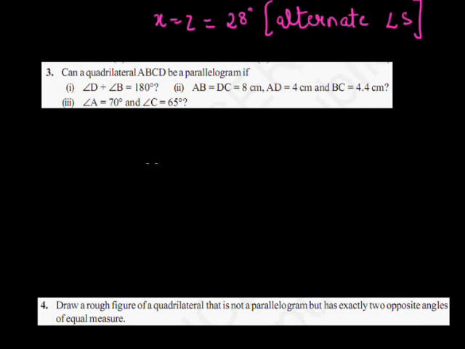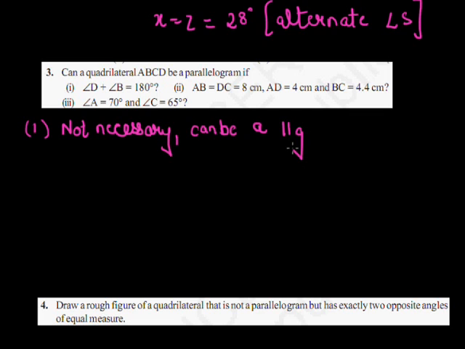Now the third question: can a quadrilateral ABCD be a parallelogram if, first part, angle B plus angle D is equal to 180 degree? It is not necessary. It is not necessary that if the sum of angle B and angle D is 180 degree, it is a parallelogram. It can be a parallelogram.